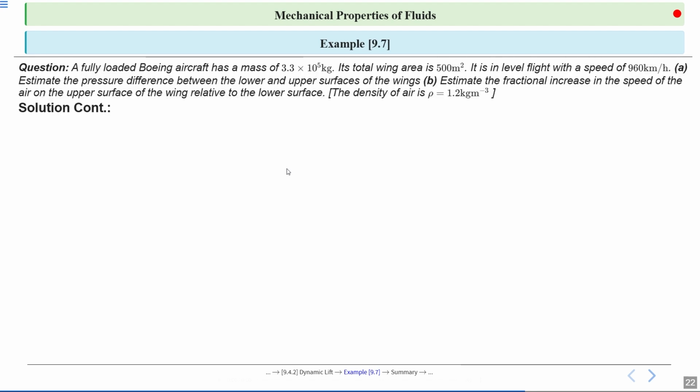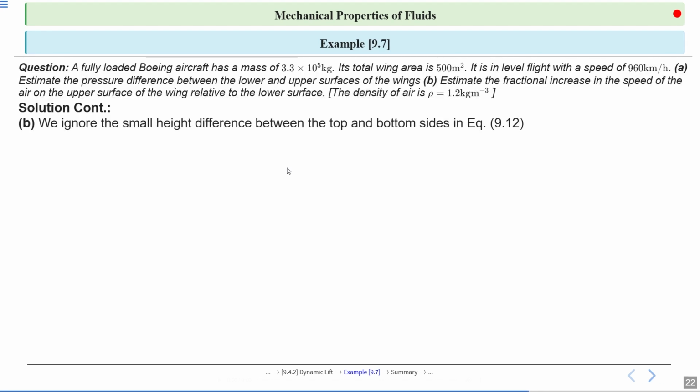Now let's focus on part B of the question. Here, we are told to ignore the small height difference between the top and bottom surfaces of the wing. This means we can simplify our calculations by assuming the height terms in Bernoulli's equation are nearly equal and can be left out.